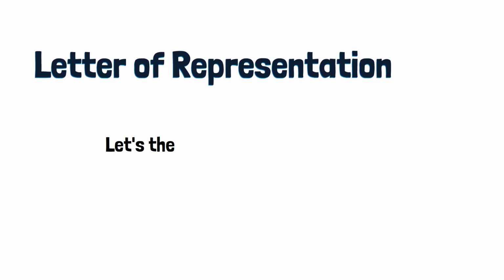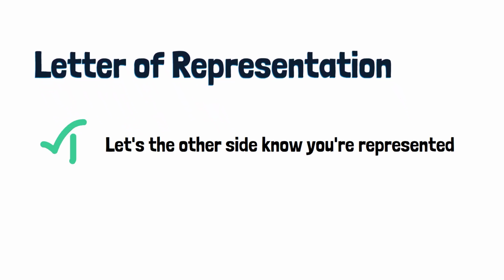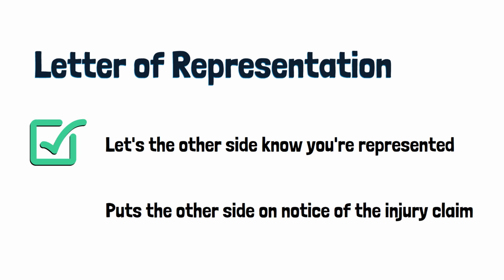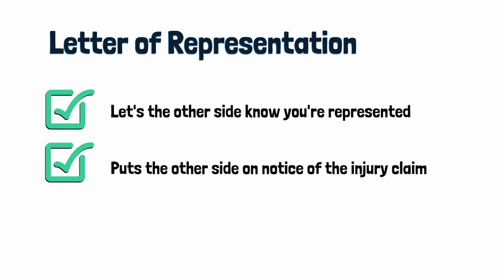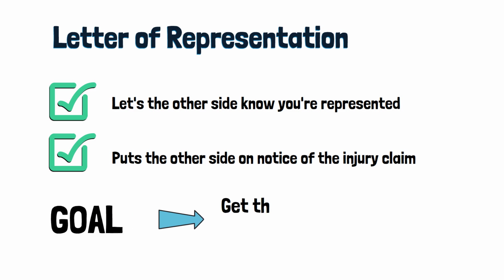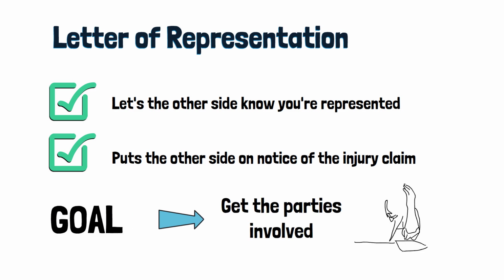The letter of representation lets the other side know that you're represented by an attorney, and it puts them on notice of your injury claim. The goal is to get a point of contact on the other side that has the authority to resolve the case. Typically, this person is an insurance adjuster, but it could be a defense attorney, depending on the case.